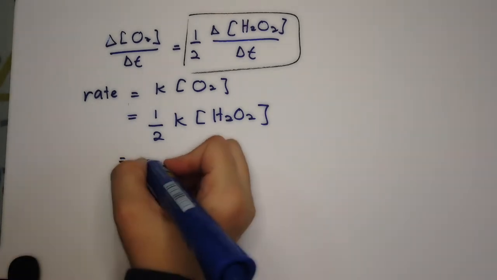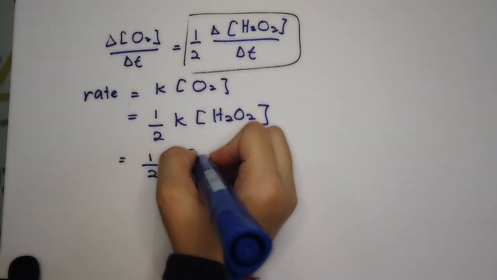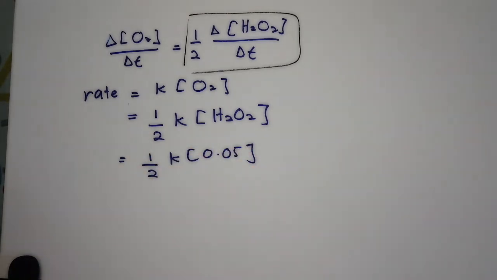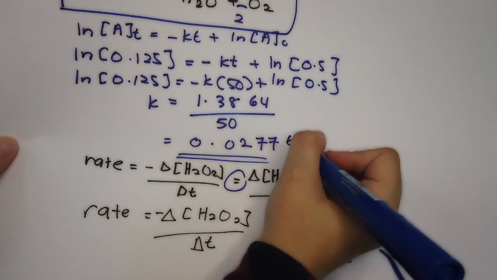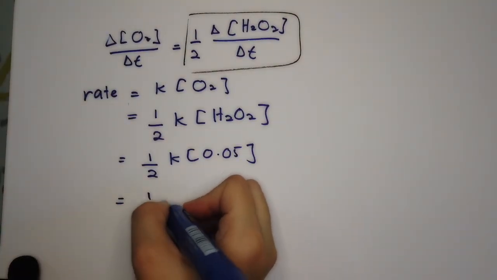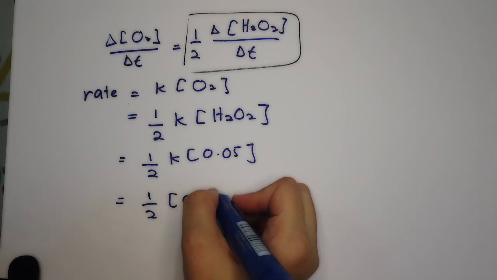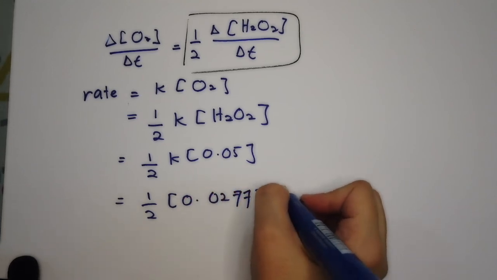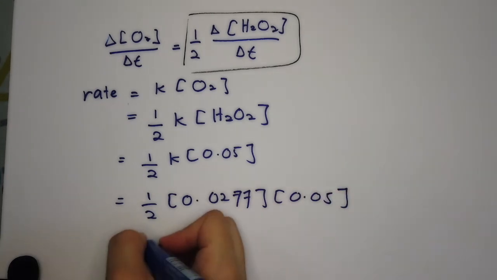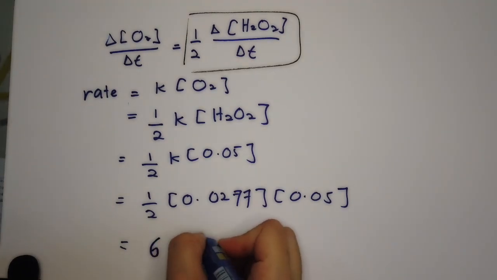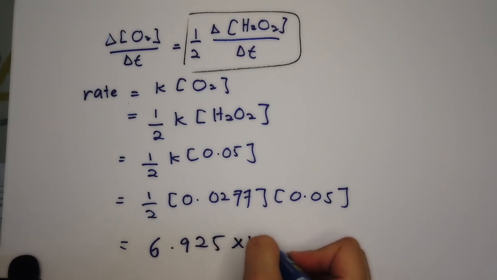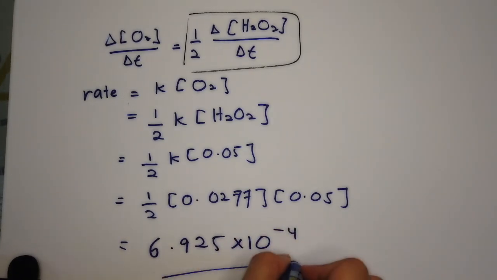So 1/2 K times 0.05. Where can we get the value of K? Remember the first one, we already calculated the value of K, which is 0.0277. So it equals 1/2 times 0.0277 times 0.05. You should get your final answer for this question as 6.925 times 10 to the power of -4. So this is your final answer.